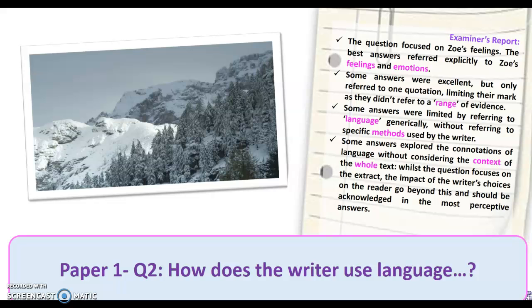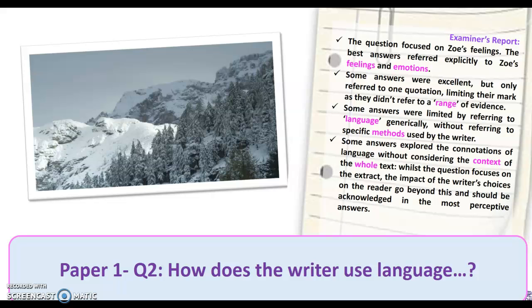So if you throw the word language around, the examiner isn't going to think you understand what you're referring to. So you need to be precise about the method that you identify and the accuracy of your terminology there. Even if it's talking about connotations or semantic fields, those are often good things to spot.